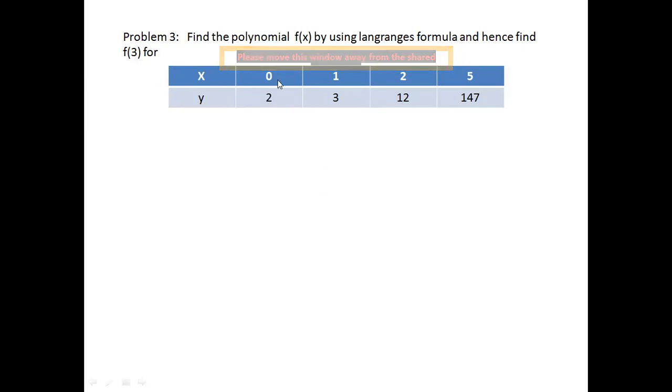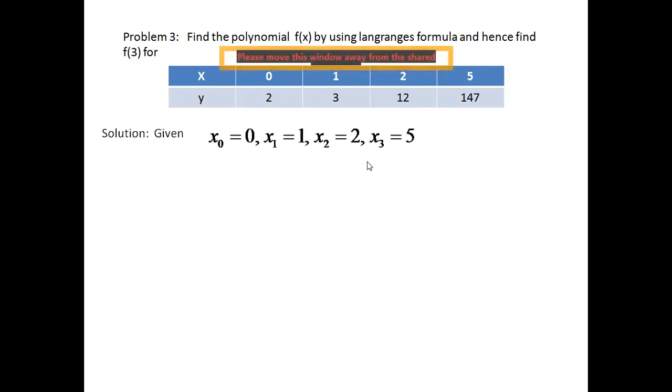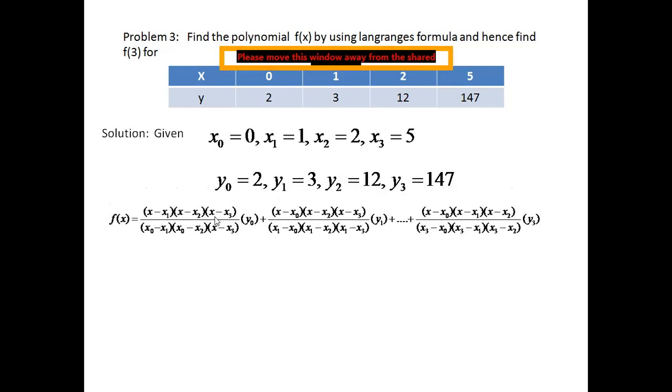So as usual, take this as x0, this one is x1, x2, x3, and y0, y1, y2, y3. Mark these points: x0 is 0, x1 is 1, x2 is 2, x3 is 5. Similarly, y0 is 2, y1 is 3, and so on. Write it. Then write the Lagrange's formula. This formula must be remembered. I'm not repeating this.